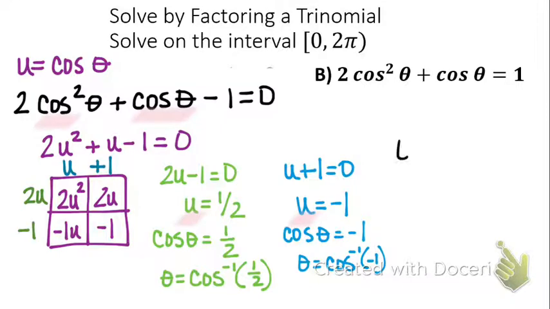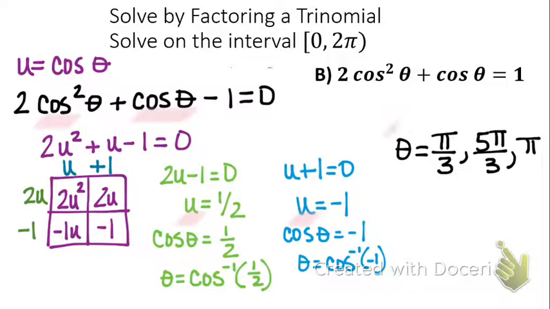So let's look at the 1/2. Cosine is 1/2 at pi over 3. And it's also 1/2 at 5 pi over 3. And where is cosine negative 1? At pi. So that would be your 3 solutions. Who had those 3 solutions? Okay.